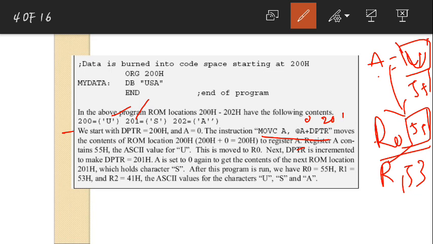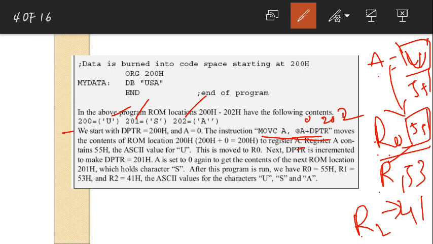Now next, again I will increment DPTR. After incrementing DPTR, next again I will make A is equal to 0, accumulator is equal to 0. Then again I will execute this. This time DPTR will point towards 202. So 0 plus 202, from 202 whatever ASCII character you have, A will move into accumulator. For ASCII character A, if you write it in hexa, that is 41. From A you need to move to R2.